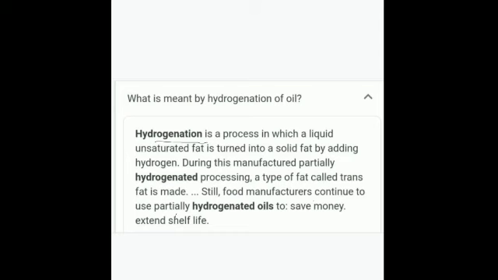So what is happening in this? It takes place in the presence of finely divided nickel or platinum or palladium catalyst at high pressure and temperature of around 200 degrees Celsius. Is that clear? So that is the reaction of the vegetable oil with hydrogen in the presence of a catalyst, and high pressure and high temperature converts it into vegetable ghee. This is known as hydrogenation.